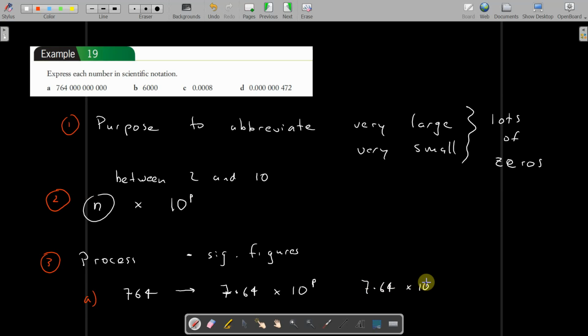Times 10 to the number of places we had to move, 11. And that number there is the same as that number there, just abbreviated. 7.64, a number between 2 and 10, times 10 to the 11. That's the same as that. So now we've got our abbreviation in scientific notation.